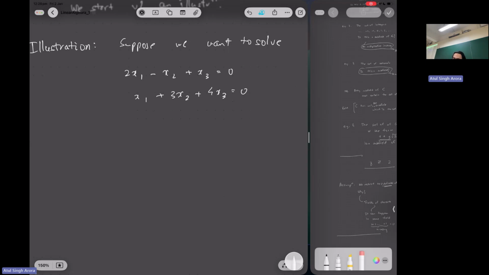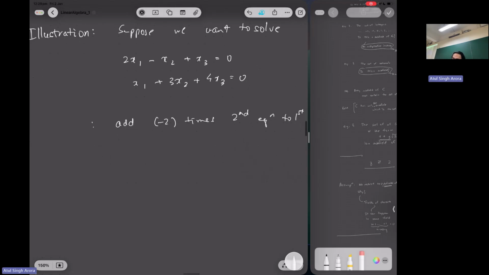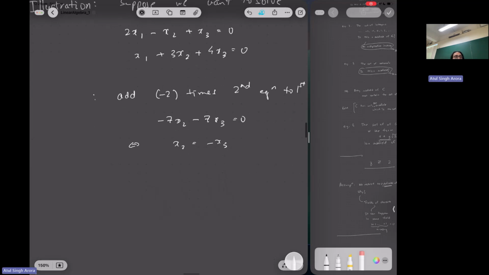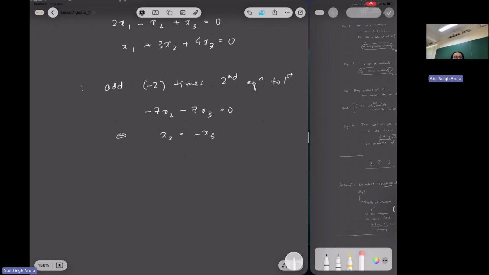Okay, so one thing we can do, like this stuff you already know, I'll just do it. Add -2 times the second equation to the first, right? And you'll get -7x2 minus 7x3 equals 0, which is equivalent to x2 being minus x3. Right? So far I haven't done anything. It's very basic. You've done it like a million times.